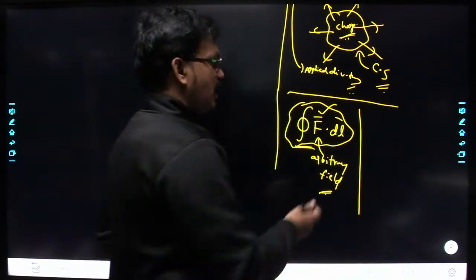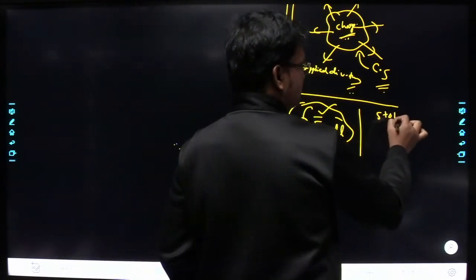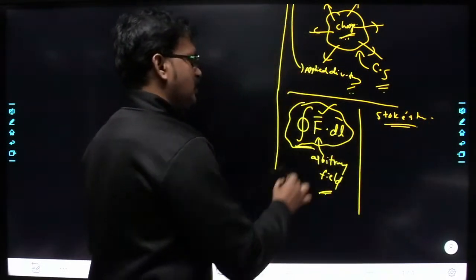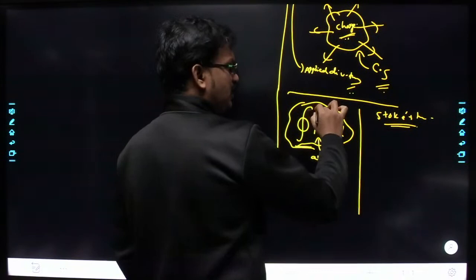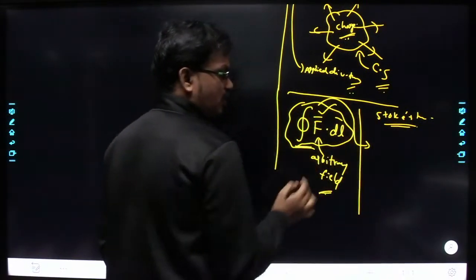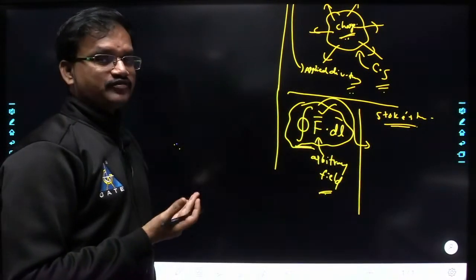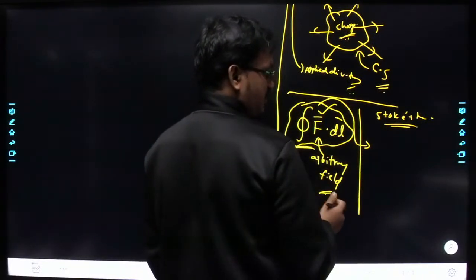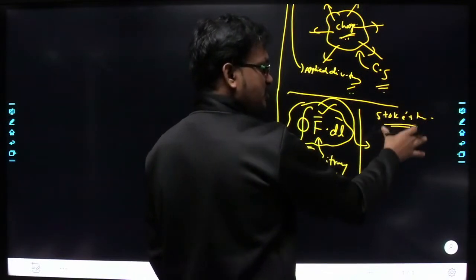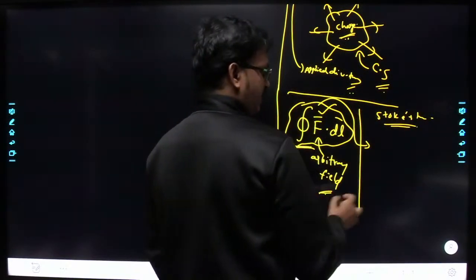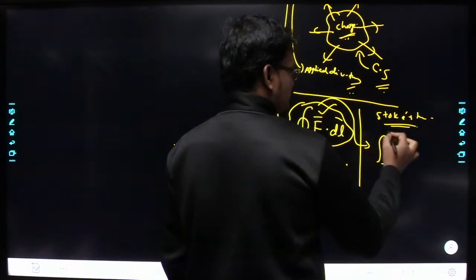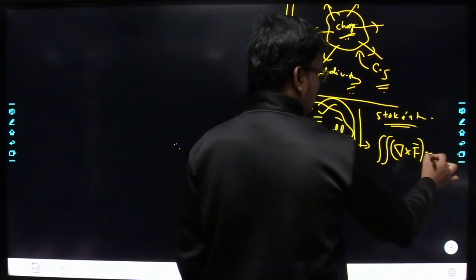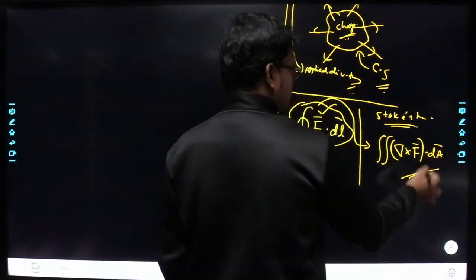Next, I have explained Stokes theorem also here. So what is Stokes theorem? We can convert this closed loop integral into a surface integral. Yes or no? The closed loop integral can be converted into a surface integral, and I have explained this Stokes theorem in detail in the basics itself. So you can represent this as the double integral of curl of F bar dot dA bar. So this is nothing but Stokes theorem.